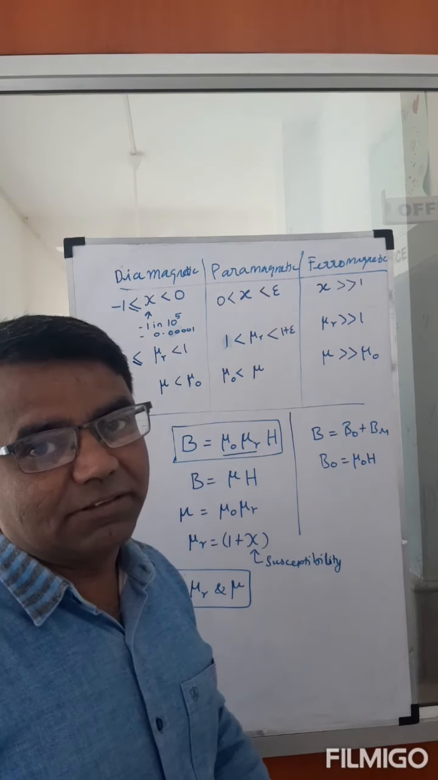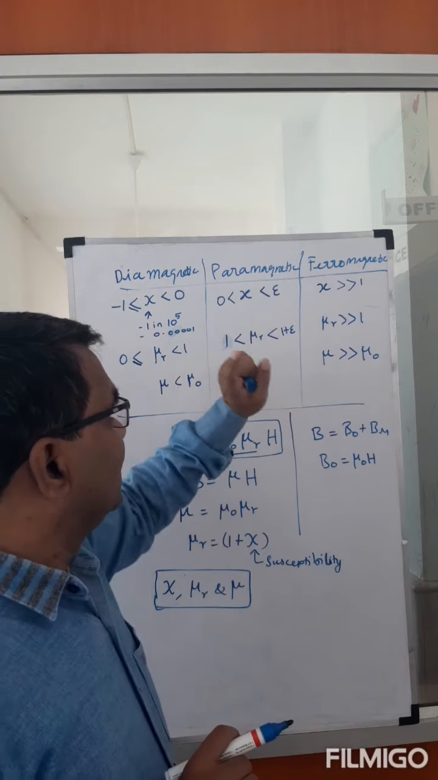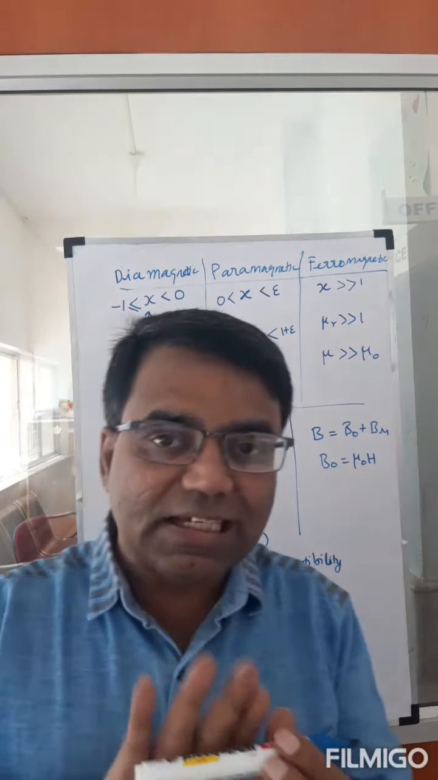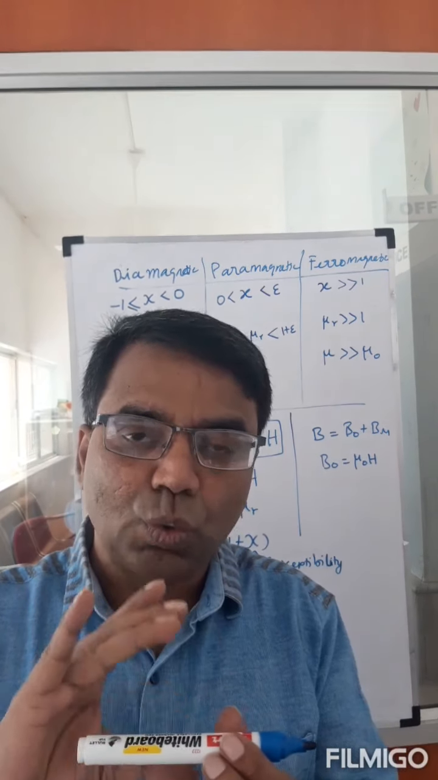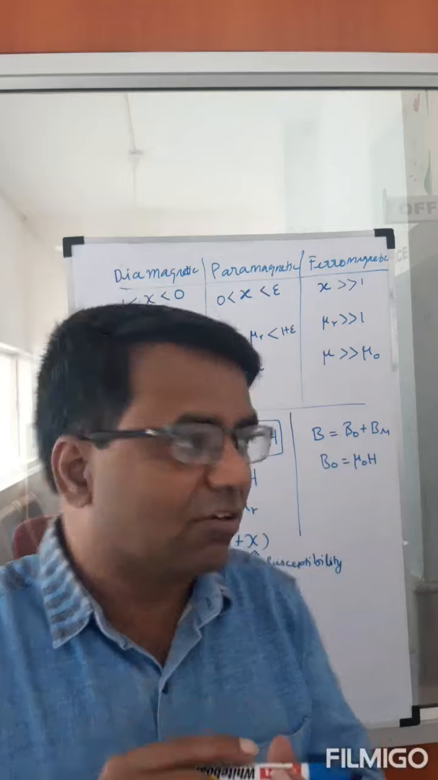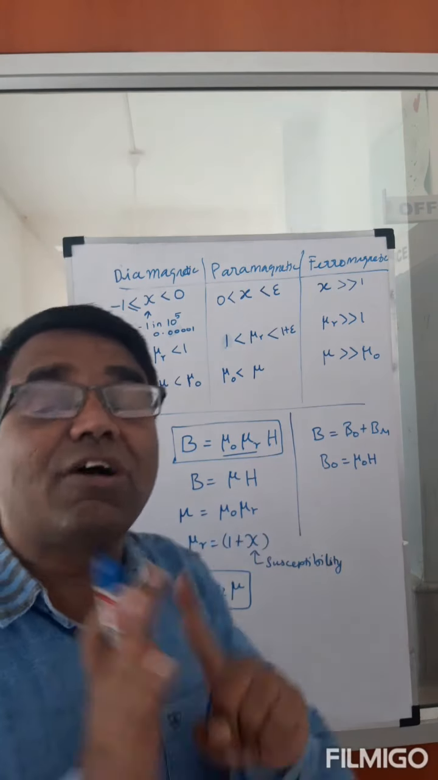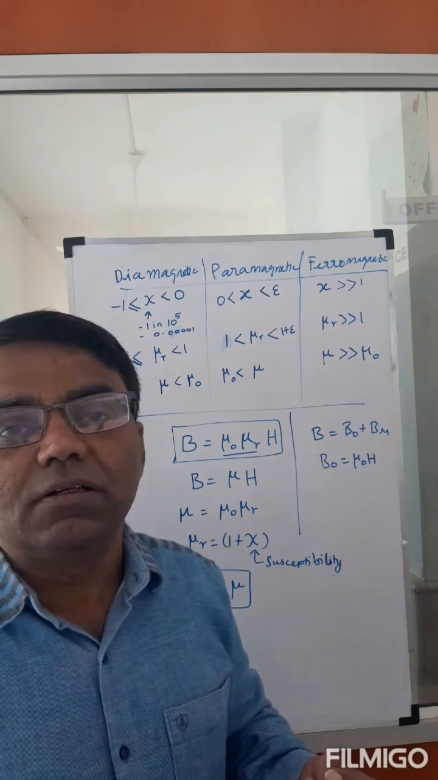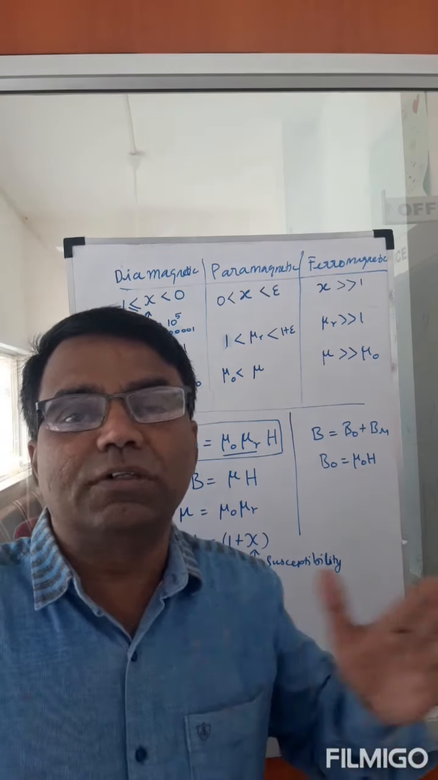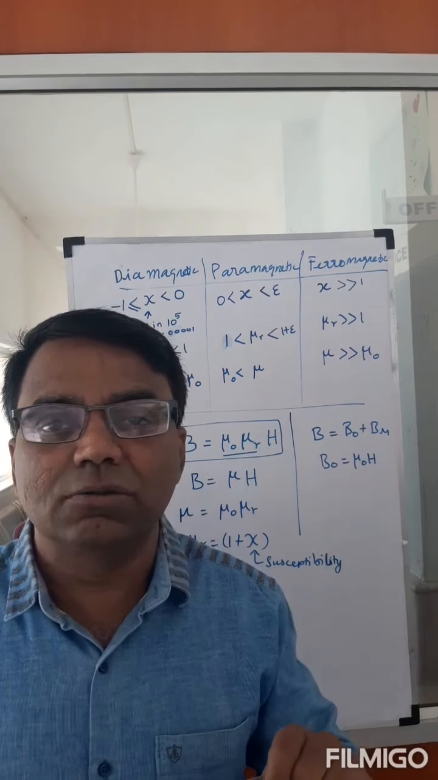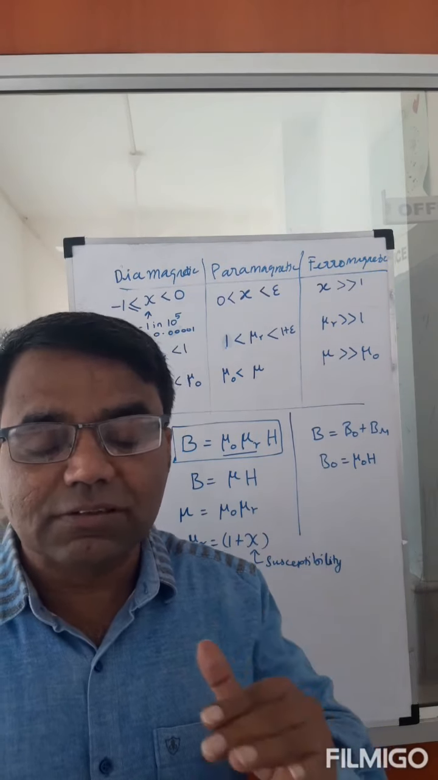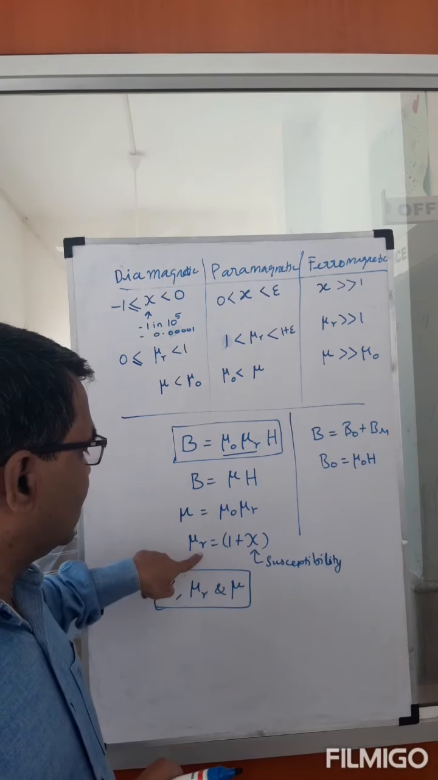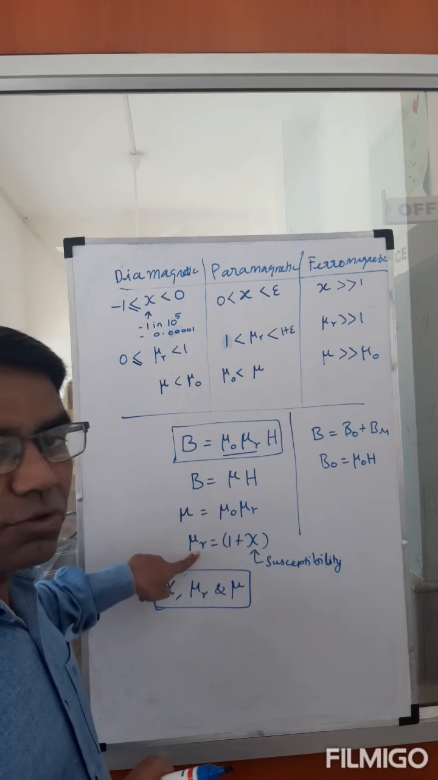Let's talk about paramagnetic materials. In the case of paramagnetic materials, the magnetic field inside the paramagnetic material would be greater than B naught, greater than the applied field, but not much, only by a very small number. It's not going to be too great, which means that this relative permeability is not too big.